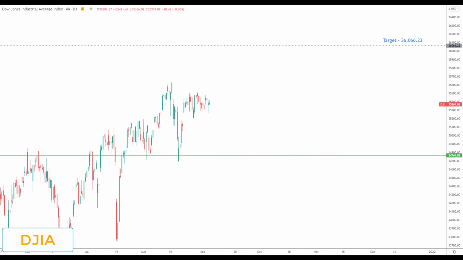Next is the Dow Jones. Now, I go into next week with a bullish bias on the Dow Jones. That would change if we came and broke this level here, as this would confirm a head and shoulders top in the Dow Jones. But as it stands, this market is currently bullish. We have started to correct. So what I'd like to see is any pullback in this market would be viewed as an opportunity to look for bullish reversals up towards the next target to the upside at the 36066.23.